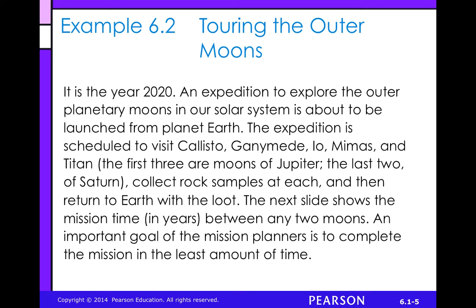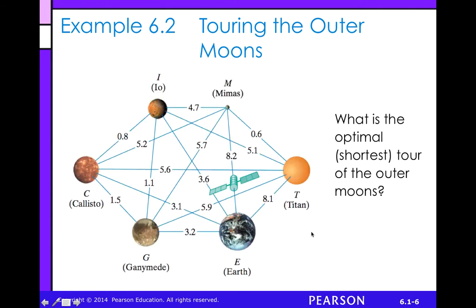Here's another example of a traveling salesman. In this case, you don't have a literal salesman, you have a satellite. I guess that's what we're calling it. Anyway, you have a satellite that's on a mission to collect rock samples from moons. It's going to visit Callisto, I don't know how to pronounce these, but G, I, M, and Titan. The first three are moons of Jupiter, and the last two are moons of Saturn. It's going to collect rock samples and then return to Earth.